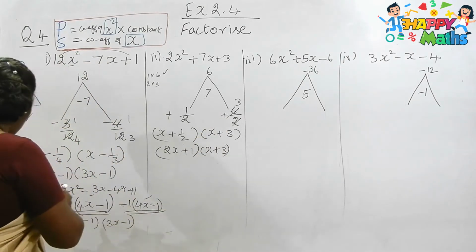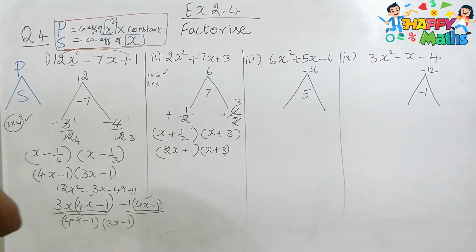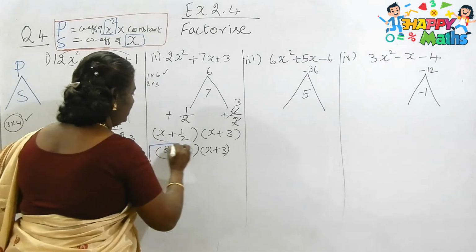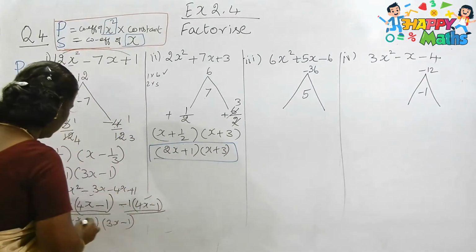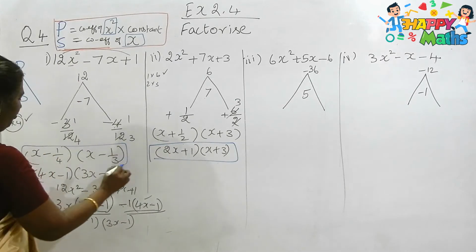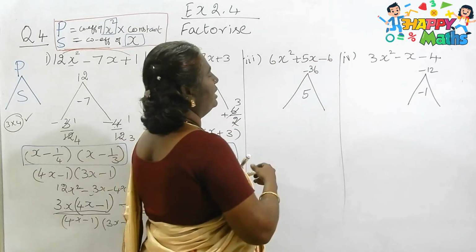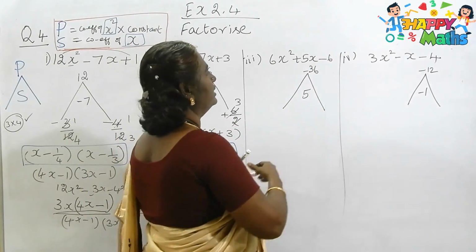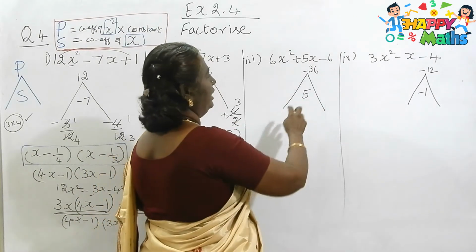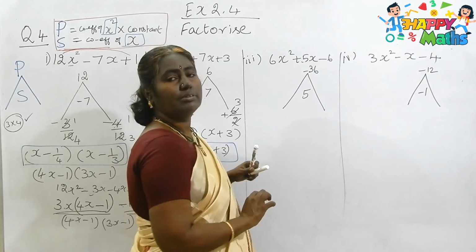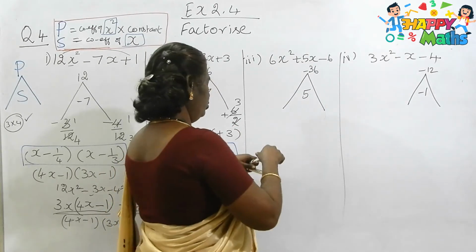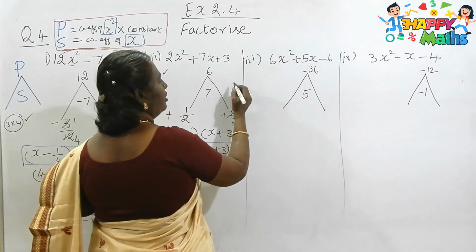So now our factors are what? 2x plus 1 and x plus 3. Isn't it? Finished. These are the factors we have got now. Yes or no? Next, what is the sum now? Just think now. 6 6s are 36. Minus 6. 6 6s are minus 36, because both are with a different sign. Center is what? Sum is what? 5. So you have to write the combination in your rough column.